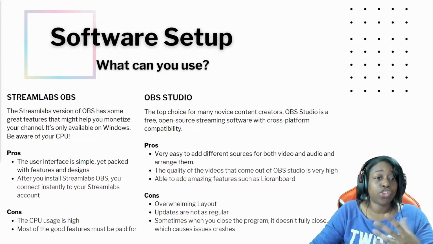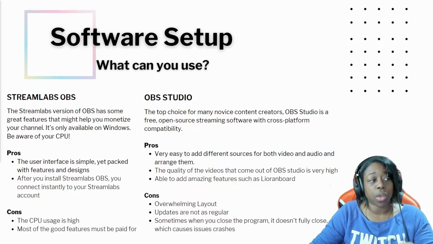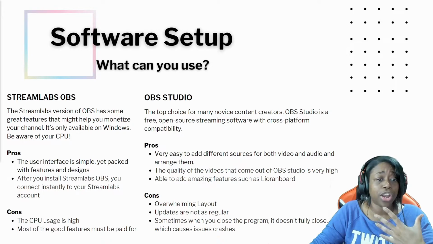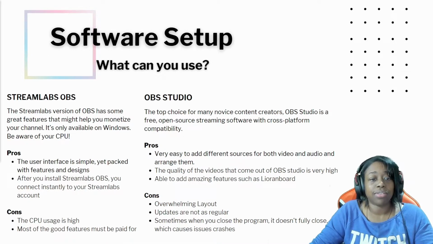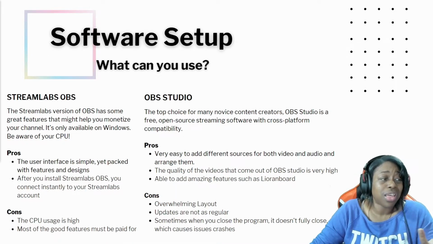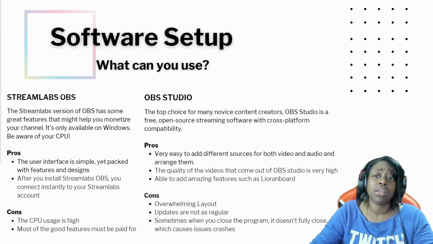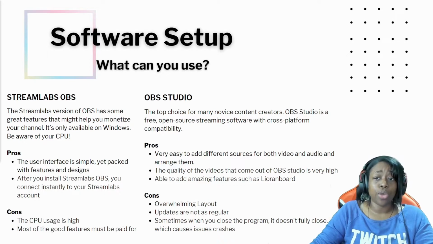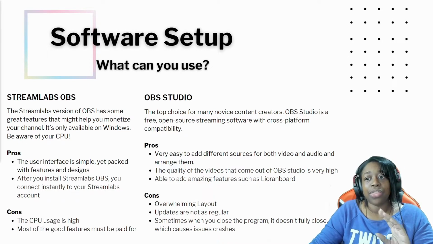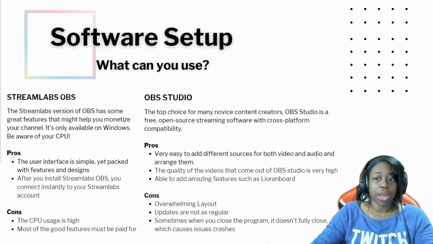Here are two of the things that we can use. First of all, as I mentioned, there is Streamlabs OBS and there's OBS Studio. Both have pros and cons to them, so I'm going to go through them with you guys now. And obviously, anyone can use any of these. They're both useful in their own way. So we'll start off with Streamlabs OBS. The Streamlabs version of OBS has some really great features that help you monetize your channel a bit better.